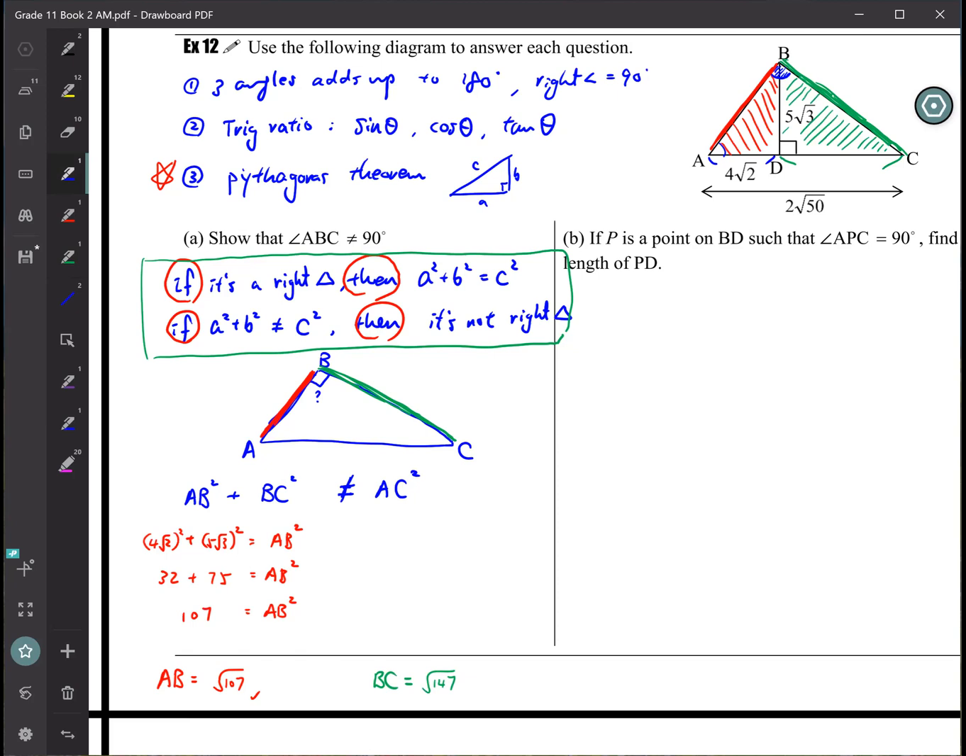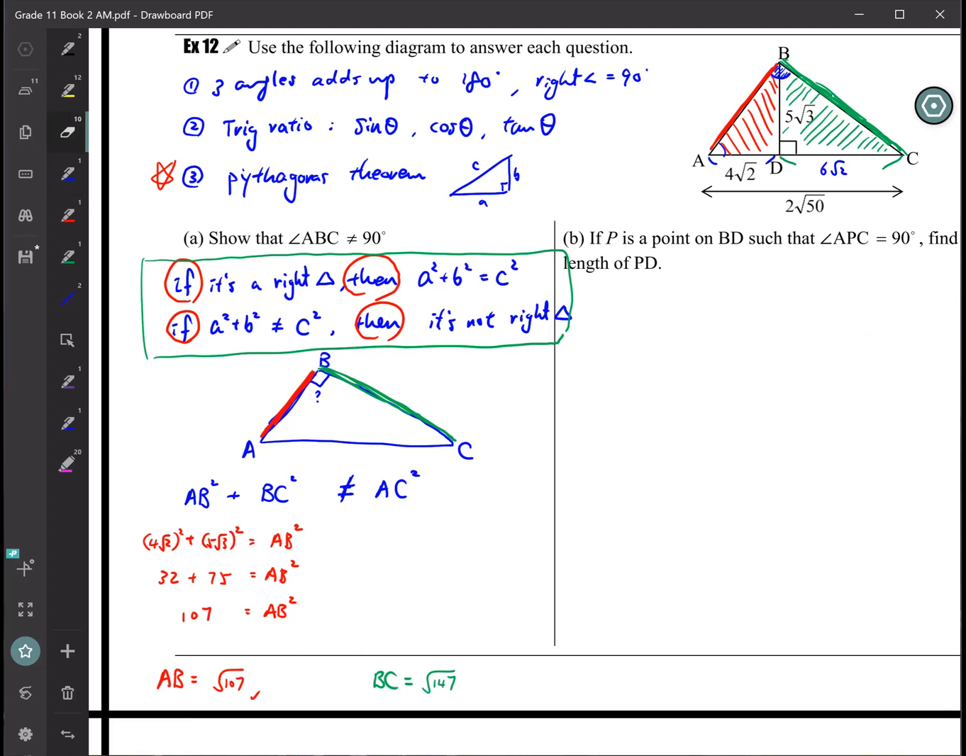So is it 5 root 3 squared plus 6 root 2? Where does 6 root 2 come from? D to C, how did you get 6 root 2? Because it's 2 root 50 for the whole thing. Yeah, and then you simplify, which is 10 root 2, okay? And then you subtract 4 root 2, so it's 6 root 2. Okay, very good. So 6 root 2 for DC.